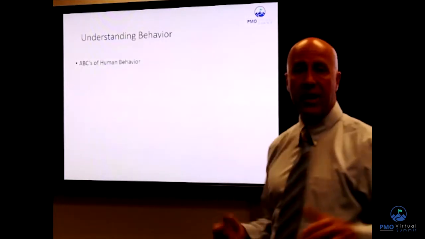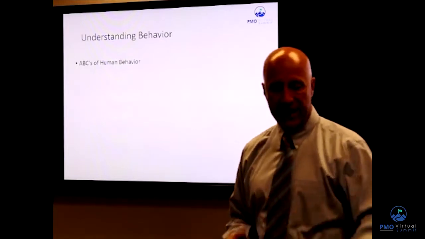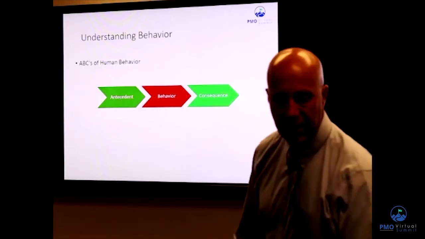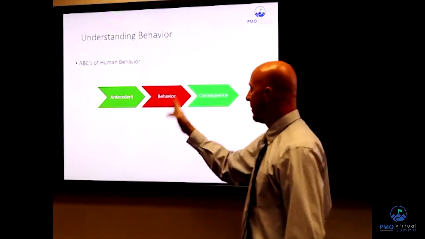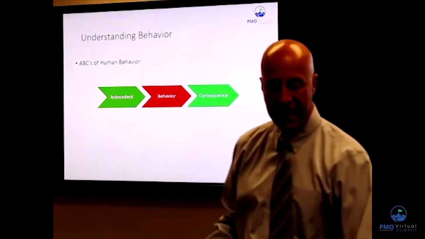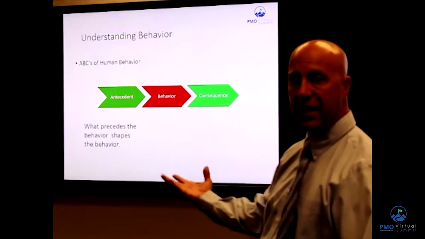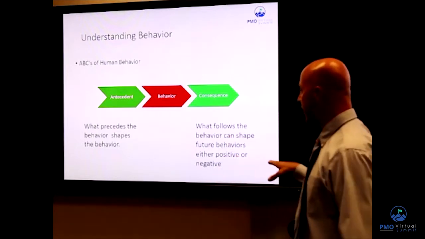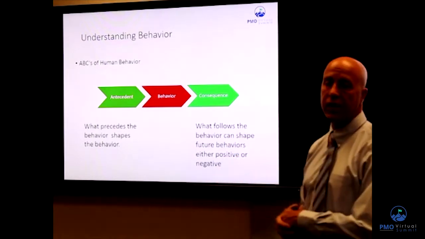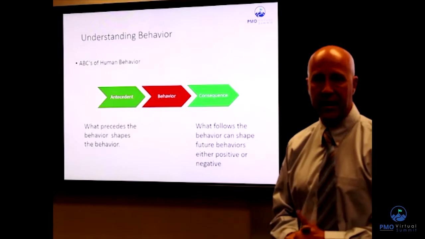Understanding human behavior, you have the ABCs of leadership. The ABCs of human behavior are: there's an antecedent, a behavior, and a consequence. Of course, the antecedent is what leads up and shapes that behavior. And the consequence is what follows the behavior that shapes future behaviors, either positive or negative.